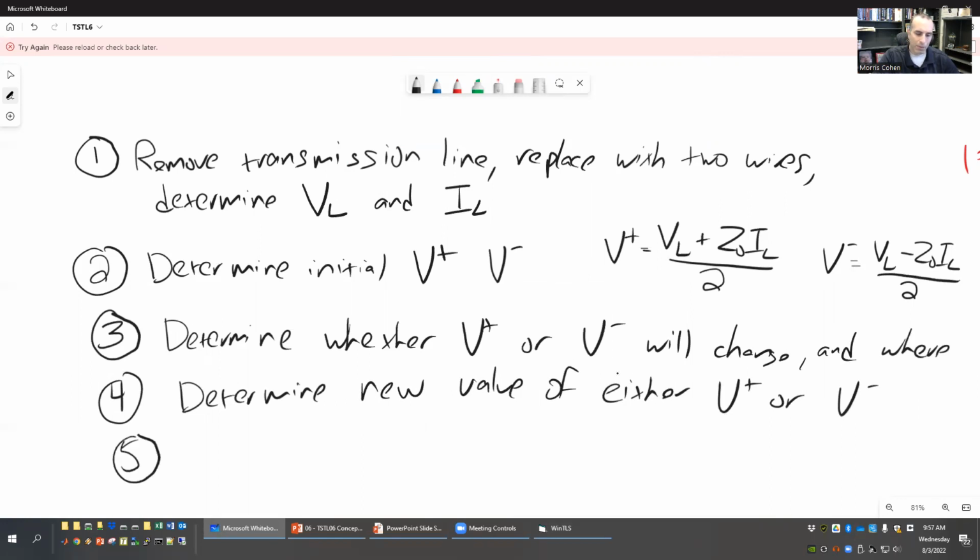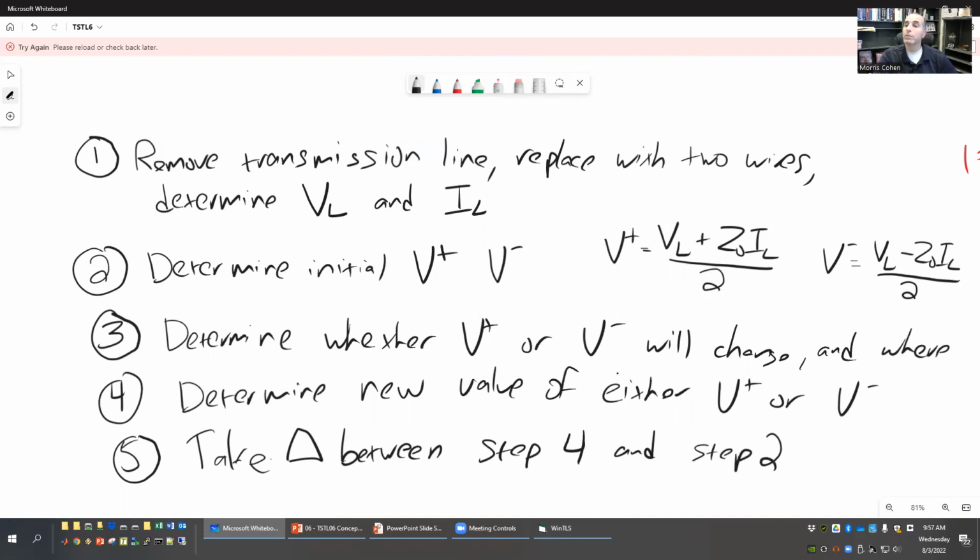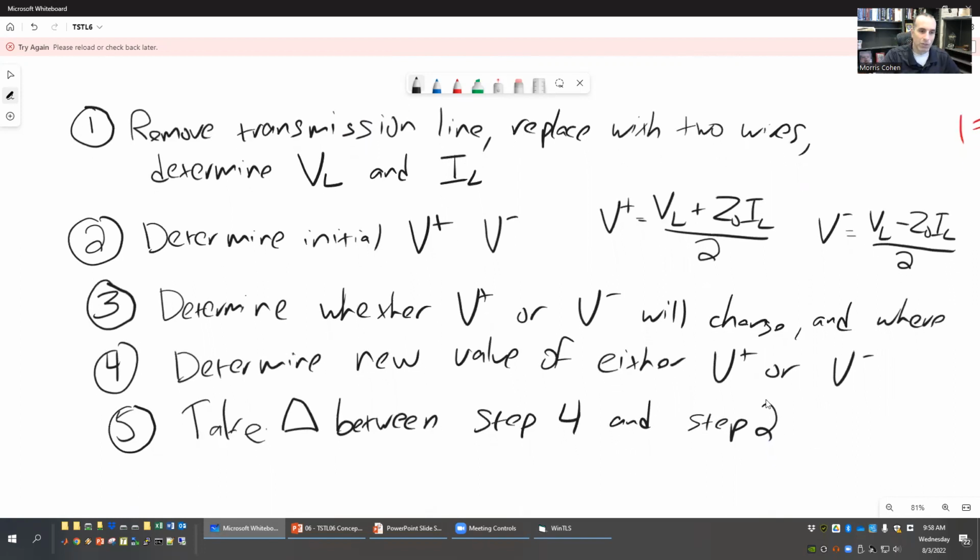Step 5 is take the difference, the delta, between step 4 and step 2. Whichever one has changed between V positive and V negative, figure out by how much it's changed. If it went from 3 volts to 2 volts, then the delta would be -1. If it went from 6 volts to 9 volts, the delta would be +3, right? So figure out by how much it has changed.